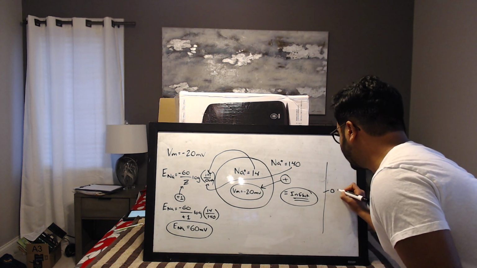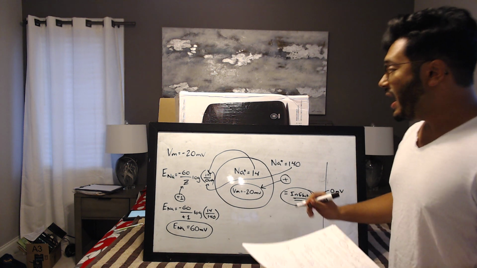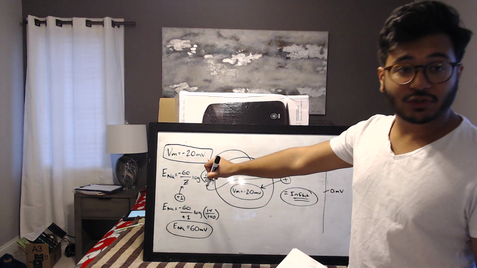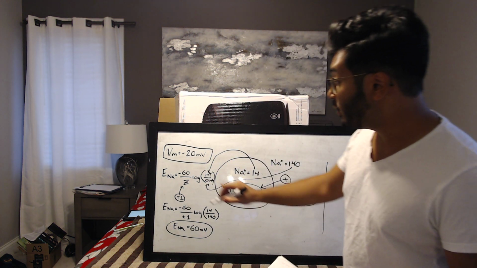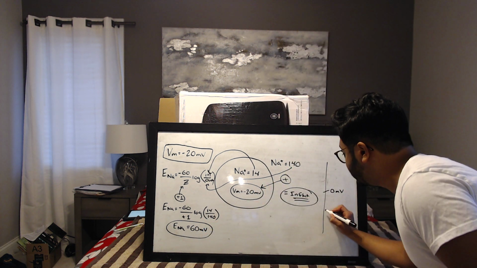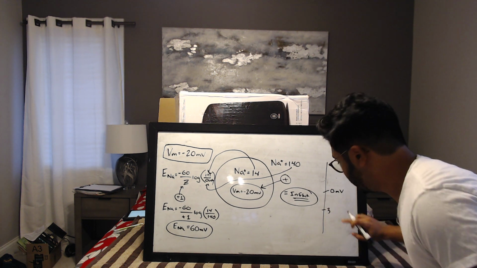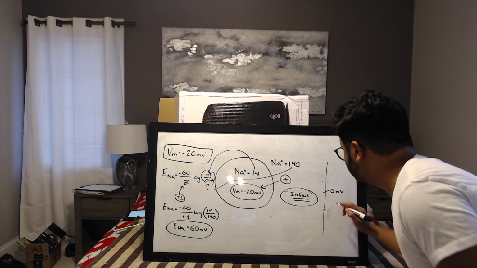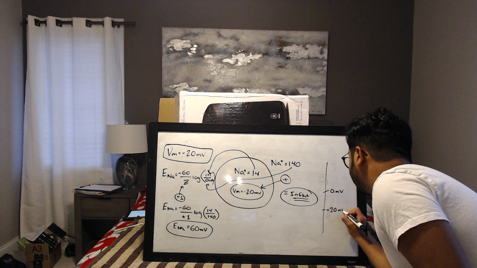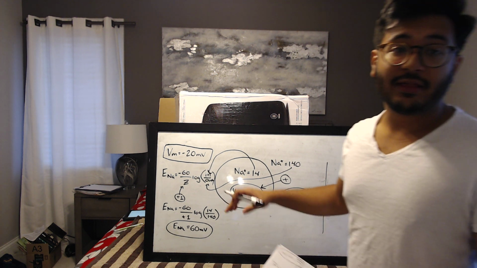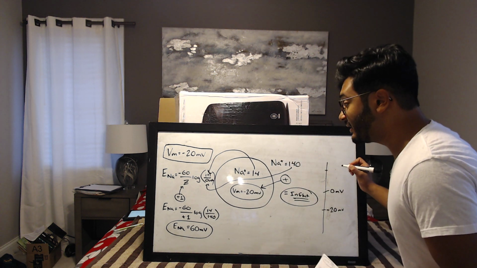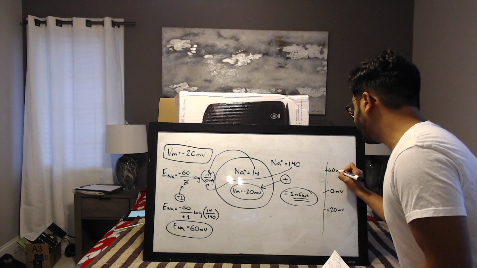We're going to say this is 0 millivolts right here. Okay, and we found our VM value to be negative 20, right? And we found our EM value to be 60. So basically, what you want to do is take your VM value, which is negative 20, and take it to the EM. So you want to take the VM to the EM. In this case, the EM is going to be 60 millivolts.